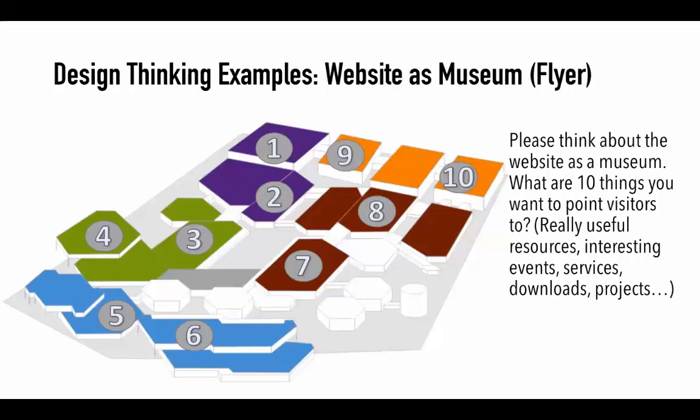Another thing that I like to do when I consult on how people can redesign and innovate in their web experiences is I ask them, please think about your website as a museum and design a flyer for this museum. What are the 10 things you want to point your visitors to? What are the highlights? What should people really not miss? And once you've identified those 10 things, then it's easier to say, okay, this is what should go on the homepage. This is what should be accessible on the main menu. This is what we want to highlight in the sidebar or in a slider, etc., etc.